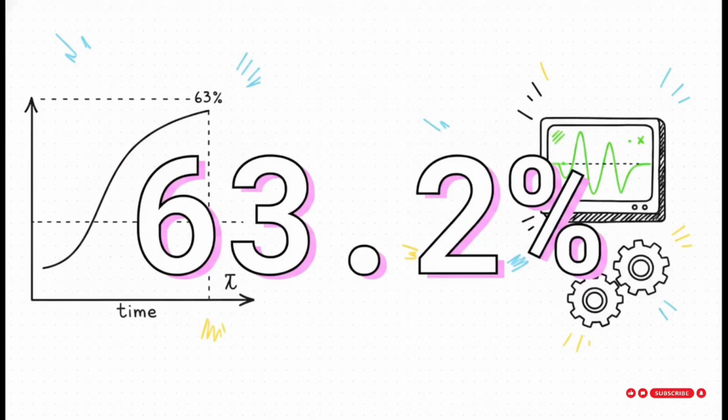Now, here's where it gets really interesting. Exactly when time, t, equals the time constant, tau, the step response is exactly 63.2% complete. That's not just a random number. It is a massive engineering benchmark. If you're ever staring at a response curve on a screen and you want to find the time constant on the fly, just find the point where the response has reached 63.2% of its final destination. The time it took to get there, that's your tau.